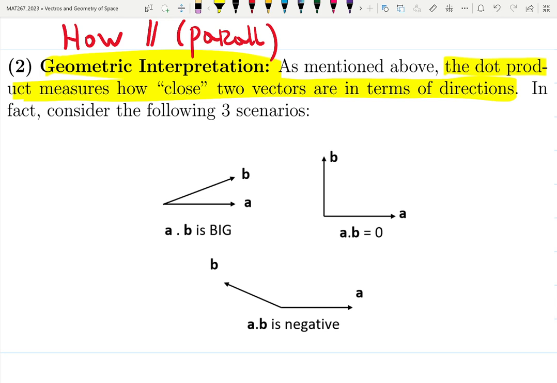If they are totally parallel, then the dot product will be big. If they're completely not parallel, and what does it mean to be completely not parallel?